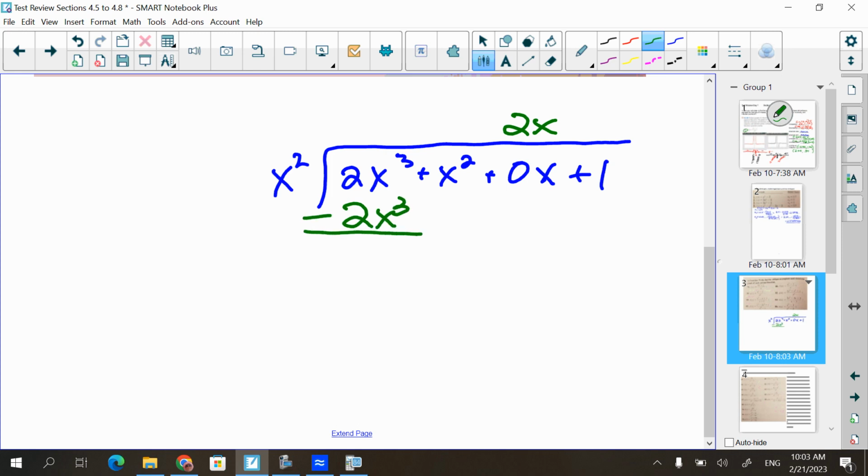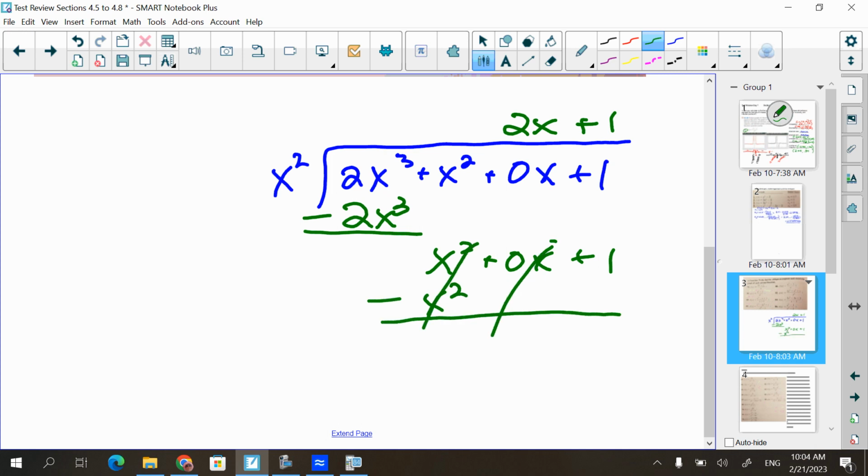Draw your line, change your signs. That guy's gone. Now I have x squared plus 0x plus 1. What do I multiply by x squared to get x squared? 1. I know at this point I'm done because I've reached the end. If I put it over here, I don't understand that I still could go further, okay? 1 times x squared is x squared. Draw your line, change your sign. That cancels, that's 0. Your remainder is 1. Your remainder should match my remainder on my paper, okay? But your slant asymptote should have a y equals, and it's whatever the quotient is, 2x plus 1.